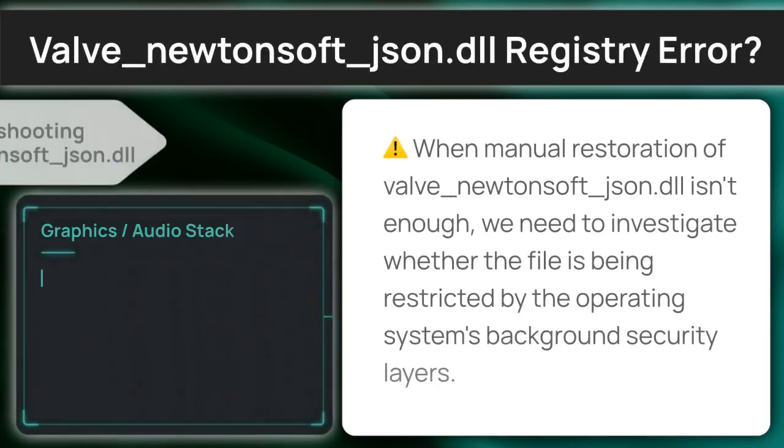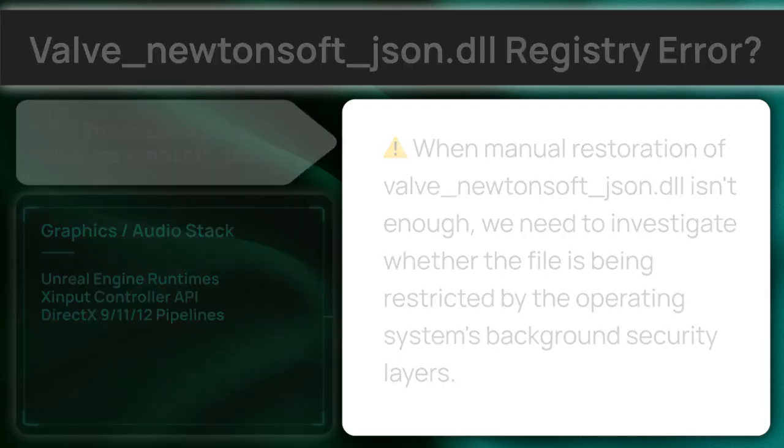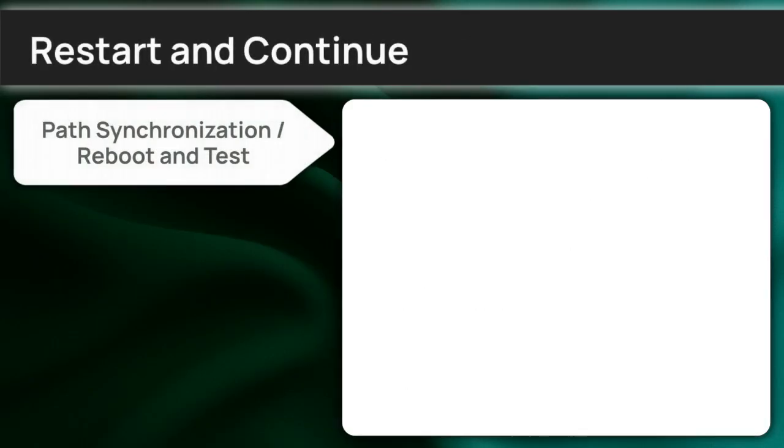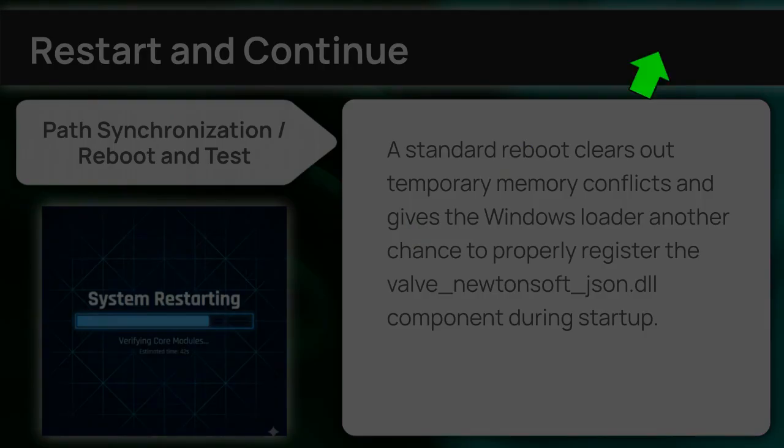Persistence of this error after a clean reinstall suggests that the issue may reside within the current user session's initialization. A quick reboot can determine if the error is transient. While it won't fix a deleted file, it can re-establish the connection between your software and the Valve Newtonsoft JSON module file if the path was temporarily busy.